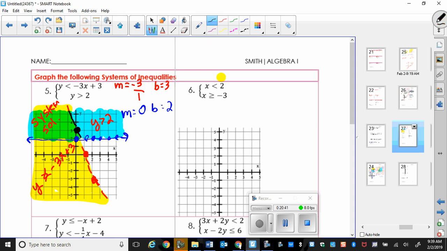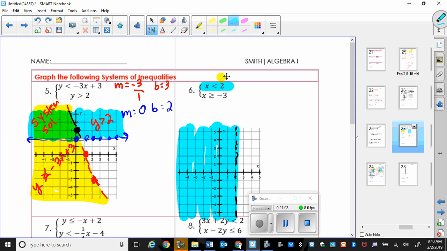All right? For number 6, we have x is less than 2. So this is a vertical line at 2. And it's not solid because it's not equal to, so it's dashed. Now, where are all the values less than 2? They're to the left of this line. All values less than 2 are to the left of the line.